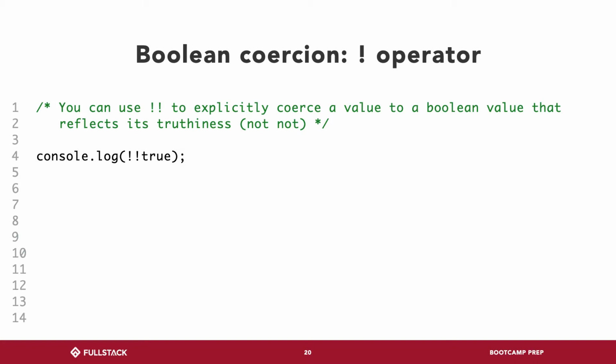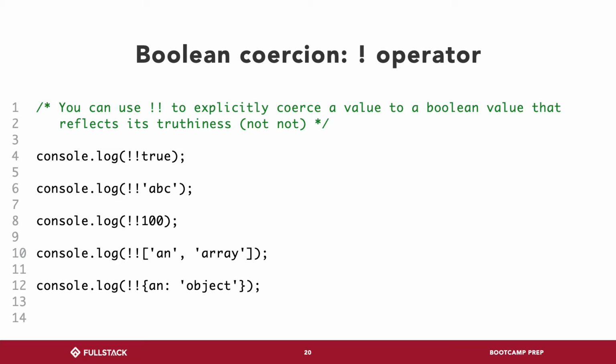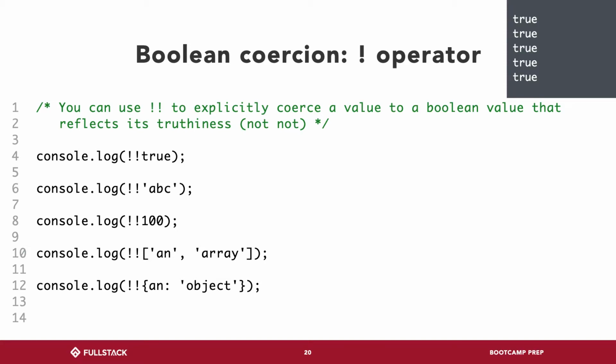You can use double bang to explicitly coerce a value to a Boolean value that reflects its truthiness, right? So this gives you what its truthiness actually is. So the bang operator returns the opposite of its truthiness, and the double bang operator returns its truthiness. You can think of this as shorthand for coercing something into a Boolean. Bang and bang bang, okay? Using bang could get confusing, but it's very powerful because it's quick.